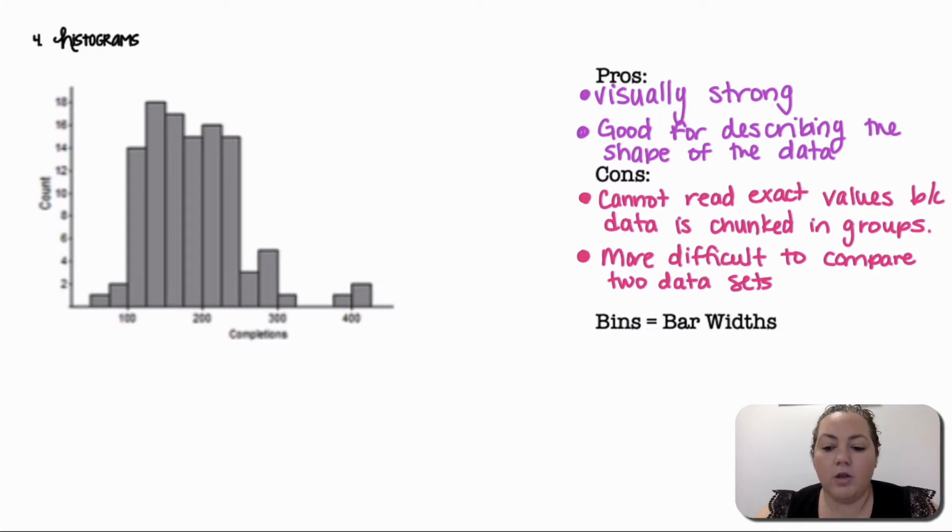The bins are the bar width. So when I say bins, it's like how did you chunk them together? So this would be bins of about 25.